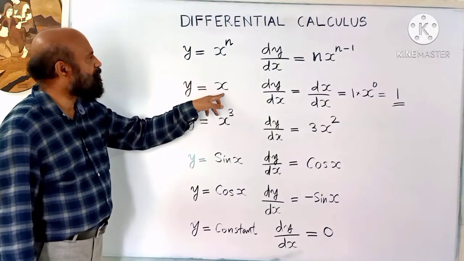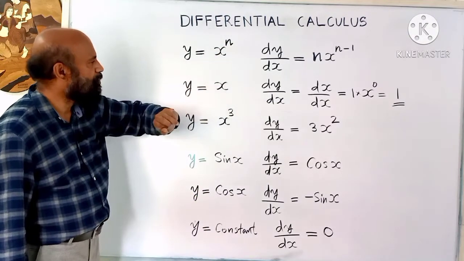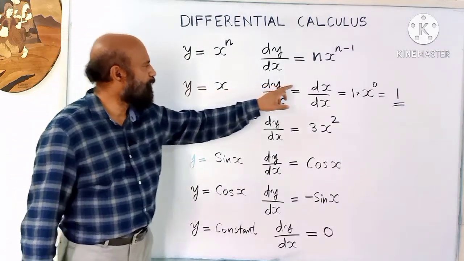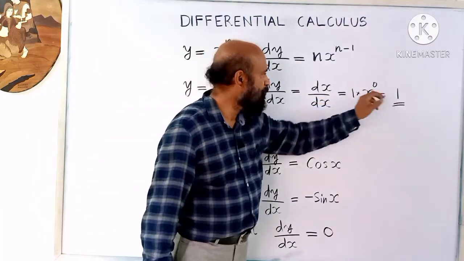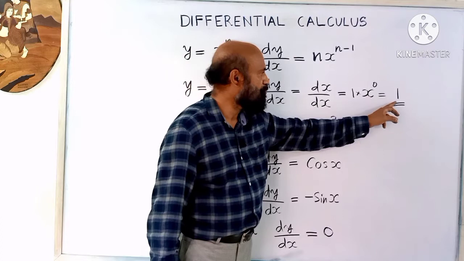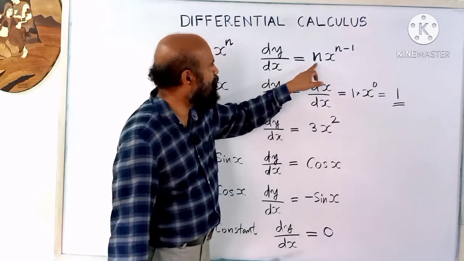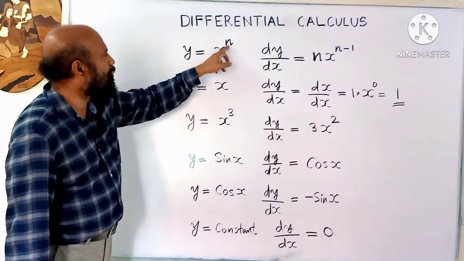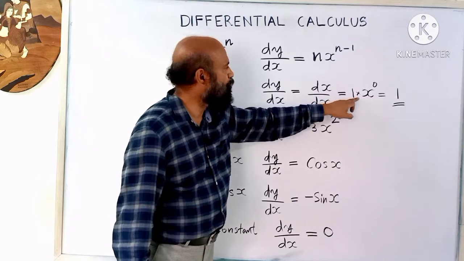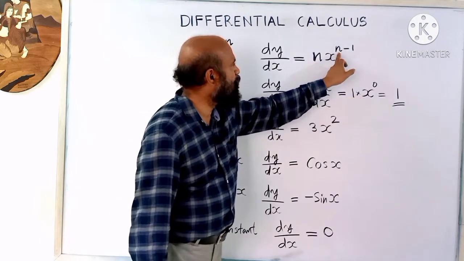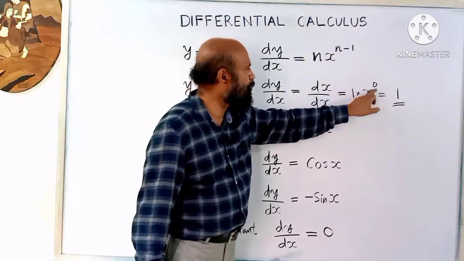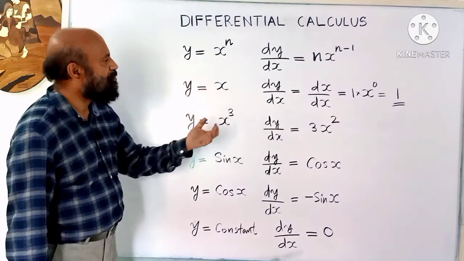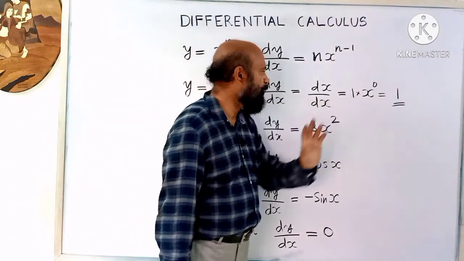Suppose y is equal to x, that means n is 1. Then dy by dx, so instead of y, you can put x. So dx by dx, numerator and denominator same, so it's 1. But you can get it from this formula also, because in this example n is 1. So 1 into x raised to n minus 1. Here n is 1, so 1 minus 1 is 0. Any number raised to 0 is 1. So when y is equal to x, dy by dx is 1.